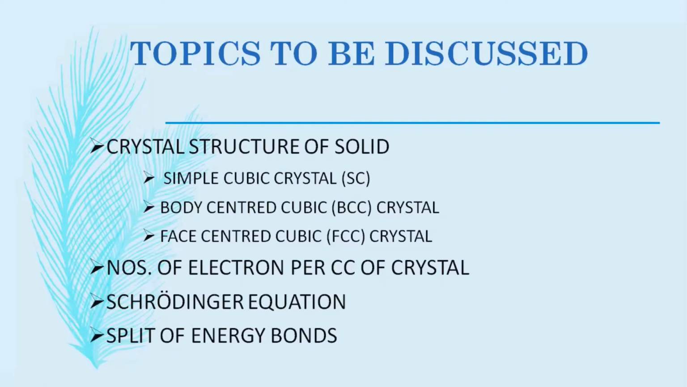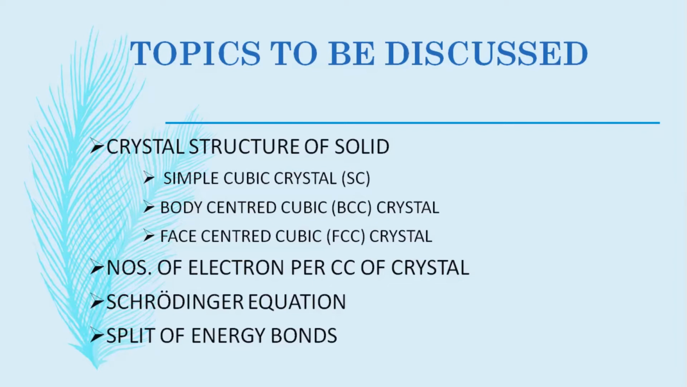Crystal structure of solid. Basically any solid has three types of crystal structure. First one is simple cubic crystal structure, then body centered cubic crystal structure, and face centered cubic crystal structure. Most of the semiconductors in nature are crystalline in form, so we have to understand this crystal structure clearly to understand any particular behavior of semiconductor material.